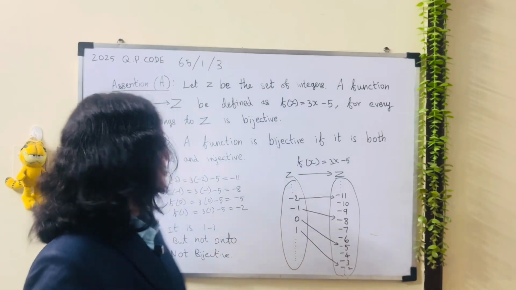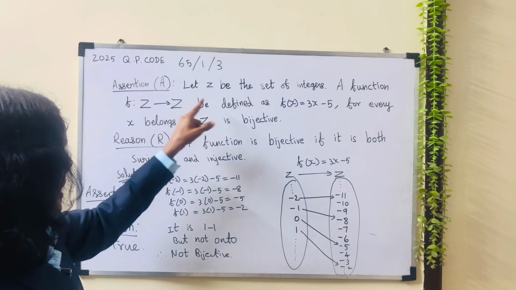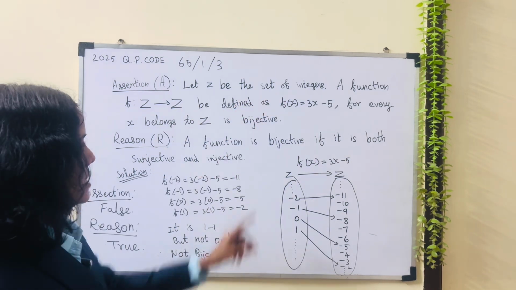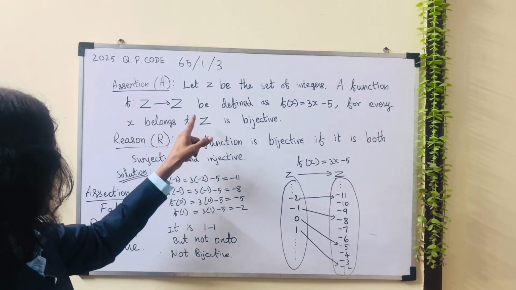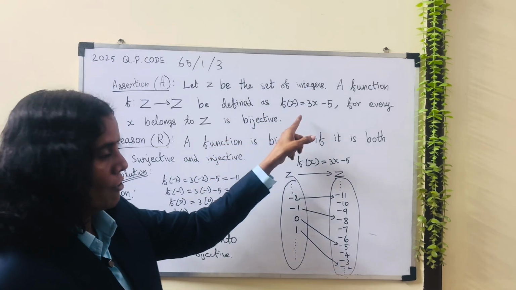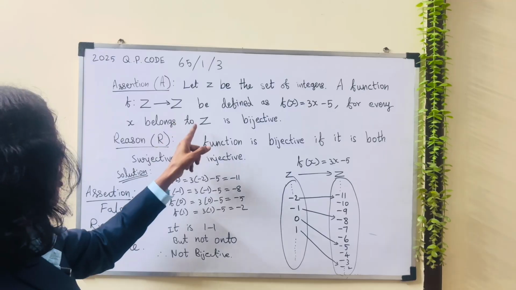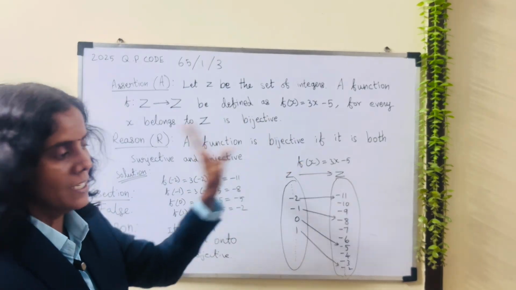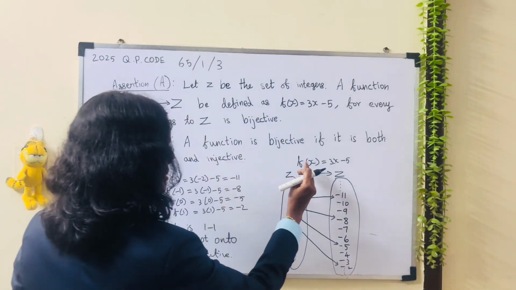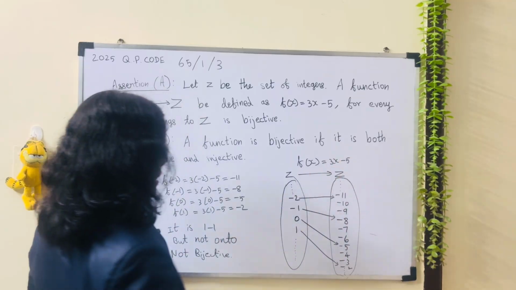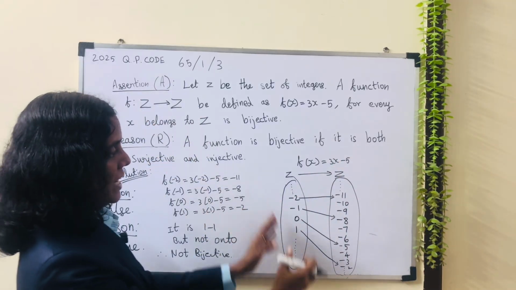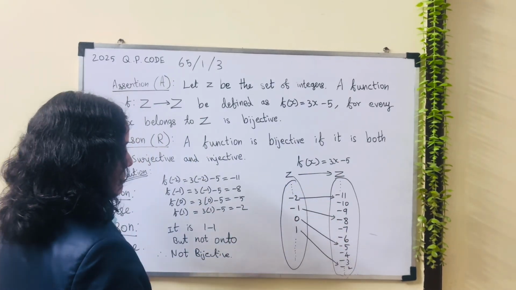Question number 5. Assertion is, let Z be the set of integers. A function f from Z to Z defined as f of x equal to 3x minus 5 for every x belongs to Z is bijective. The function is what? F is 3x minus 5 and Z to Z, integers to integers.